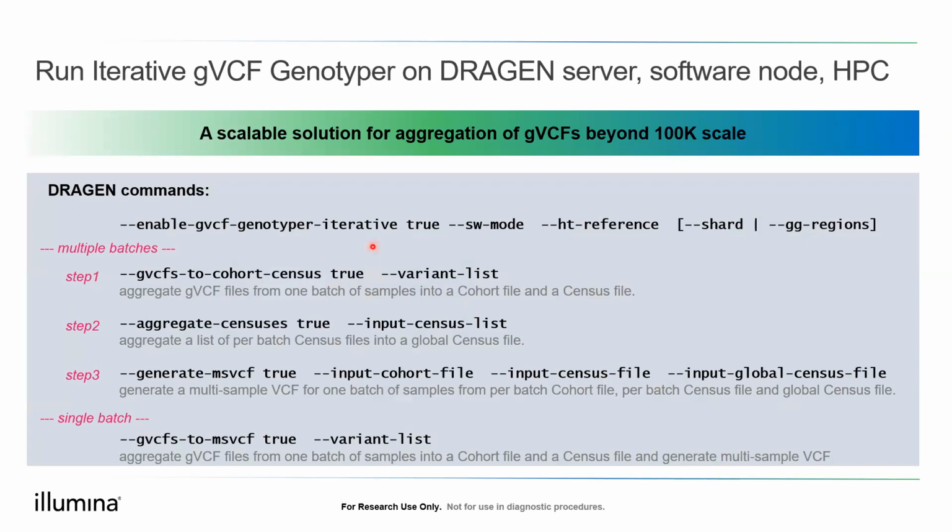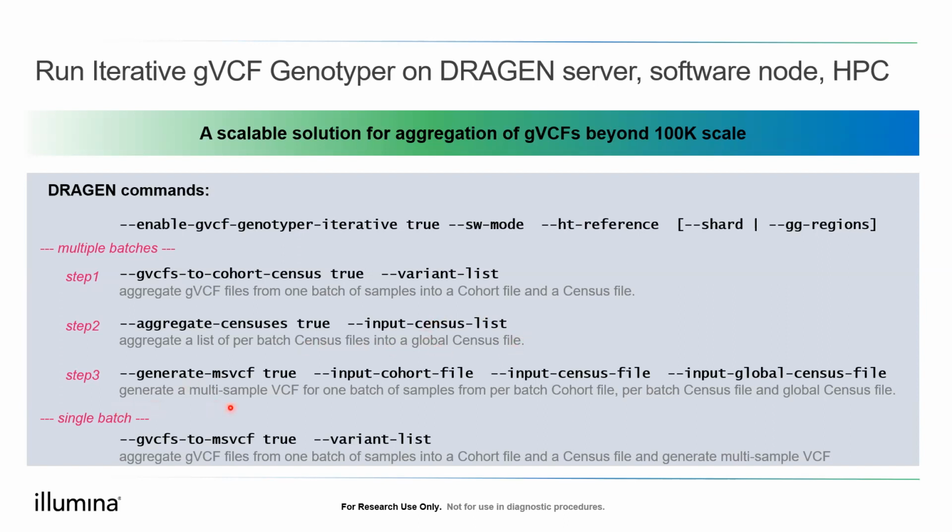These are the DRAGEN command line options. This runs off the CLI, and I'll show an example of how it runs. These are the steps that we showed in the block diagram on the previous slide. You aggregate gVCF files from one batch of samples into a cohort file and a census file. As step 2, you aggregate a list of per-batch census files, which means multiple cohorts, and you create a global census file.